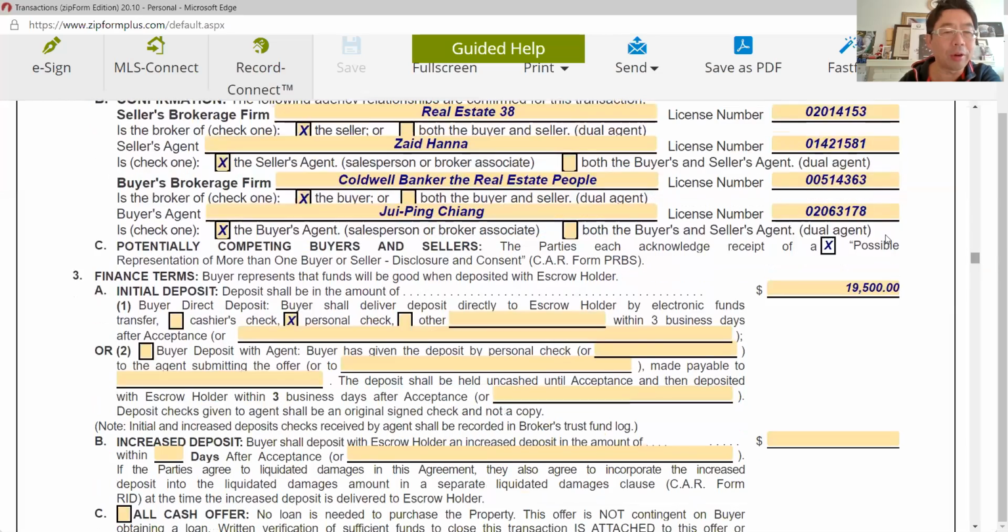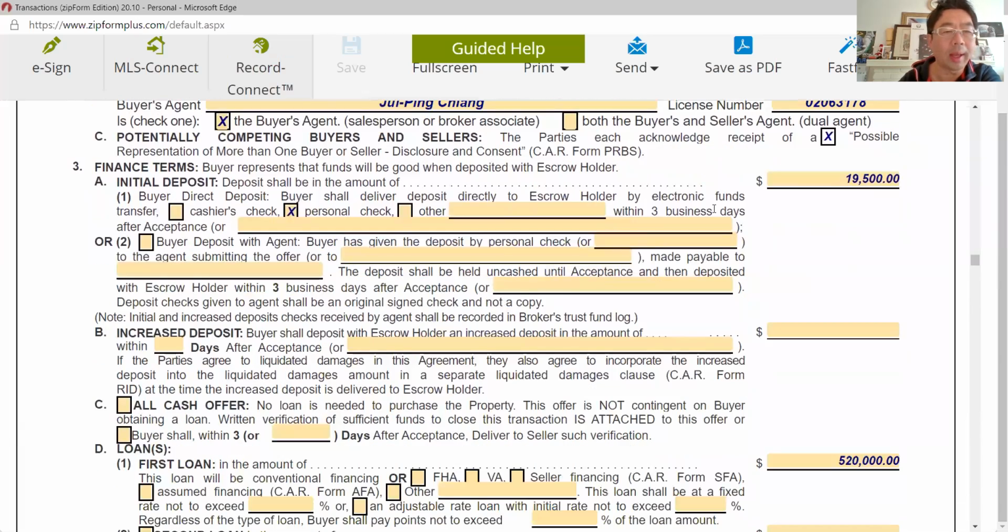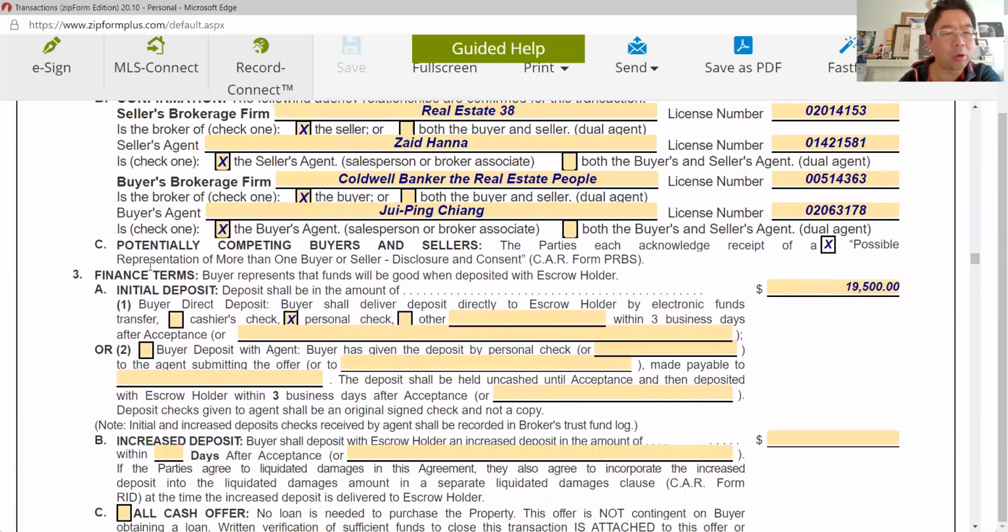And this is the selling agent right here, Real Estate 38, and the buying agent right here. This is me, our company. And there's also a financial term right here. I say personal check, probably that's the best idea, but 3% upon the acceptance, the initial deposit of 3% is 19.5. You can write a check because you have time to have that transferred. So you can write a check, that's not a problem. Or you can get a cashier's check.